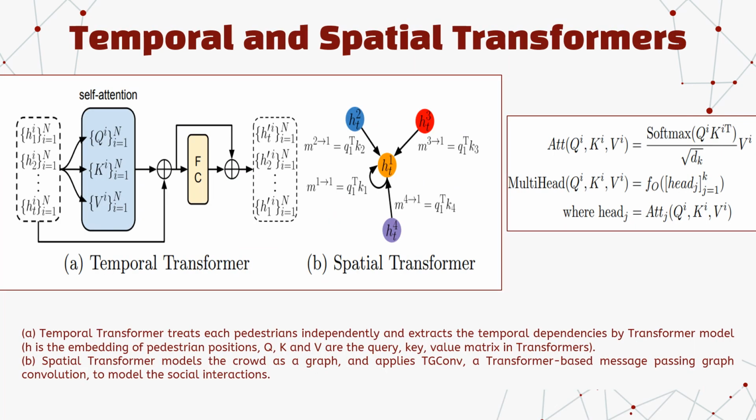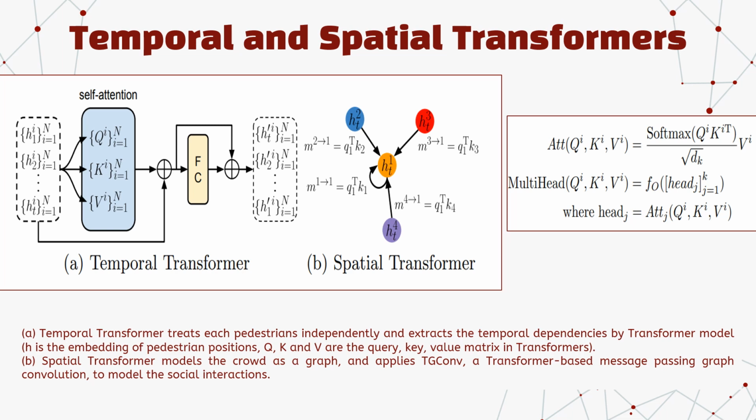Here are the block diagrams of temporal and spatial transformers. The temporal transformer block uses a set of pedestrian trajectory embeddings as input and outputs a set of updated embeddings with temporal dependencies, considering each pedestrian independently. The self-attention block first learns the query matrices Qi, key matrix Ki, and the value matrix Vi, given as inputs.